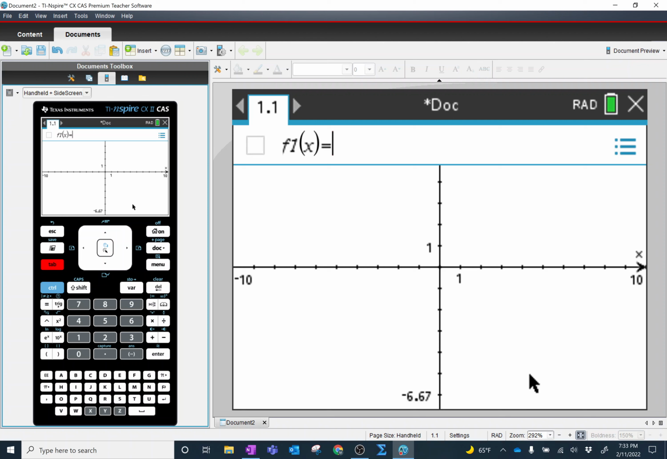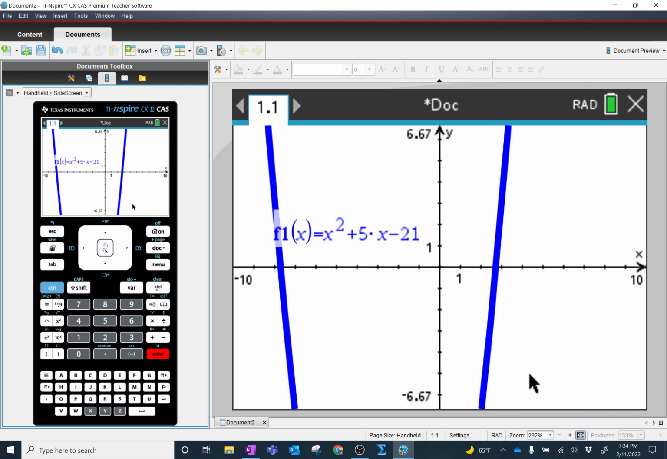Great. So we want to know when x is 0. So we've got 2 places right here, here and here. We want to find the zeros. The way we do that is we go to the menu, we go to Analyze Graph, and we find our zeros.